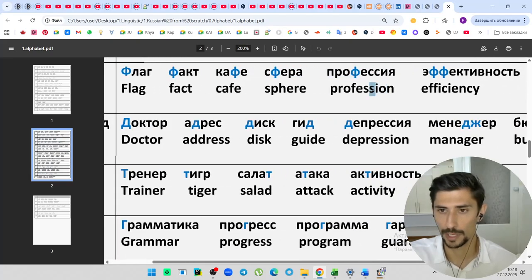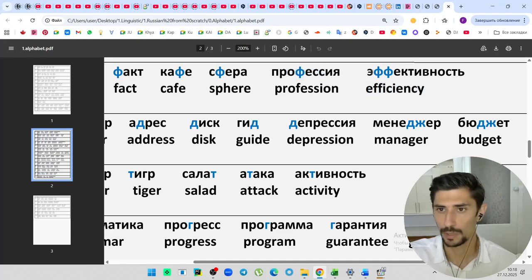Профессия. Also, we have this rule like шен, сион became сия. Профессия. Efficiency would be эффективность.